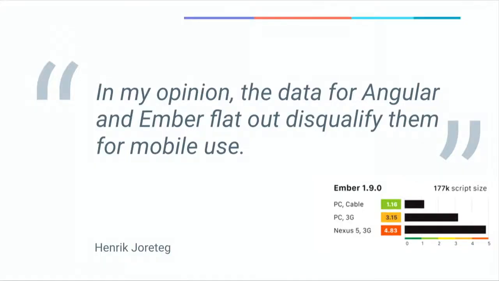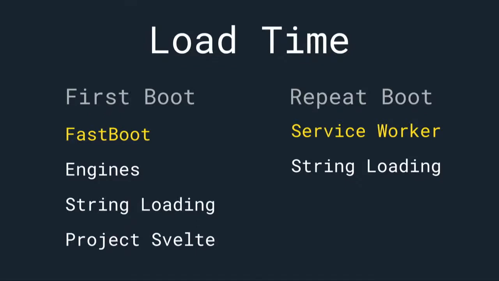Now, interestingly, frameworks have a bad rap when it comes to performance, right? Henrik Joreteg recently said that, in his opinion, the data for Angular, and I think he was talking about Angular 1, and Ember flat out disqualified them for mobile use. And this is mainly down to bundle size. Like Ember as a framework still has a relatively large bundle size. Now, the Ember team acknowledged this a couple of months ago, and they've been looking at how they could improve the situation with mobile in mind.